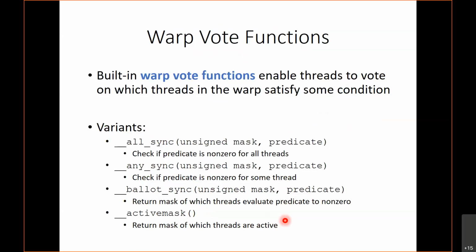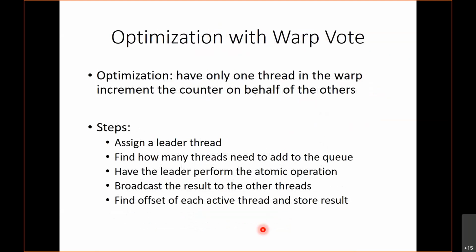An example of that was if we were adding some elements to a queue and we wanted to increment some counter. Rather than having each thread increment the counter, we can have one thread in the warp increment the counter on behalf of all the others, and then each thread can figure out which slot in the queue it should take from among the ones that the leader thread allocated. And we saw the different steps for doing this. We assign a leader thread, then we figure out how many threads we need to add to the queue. Then the leader thread does the atomic operation, and then it broadcasts the result to the other threads. And then each active thread figures out where it stores its result. And we saw how to do each of these.